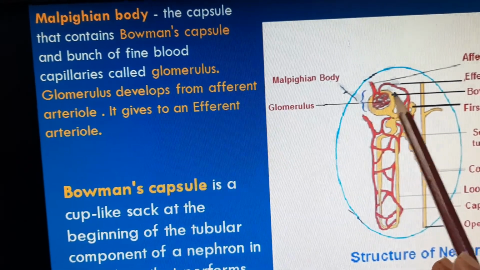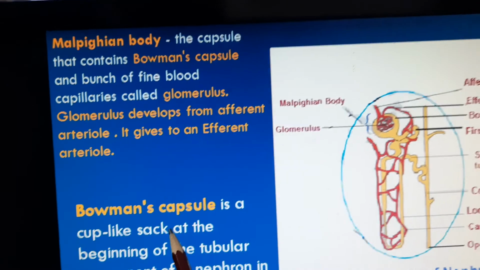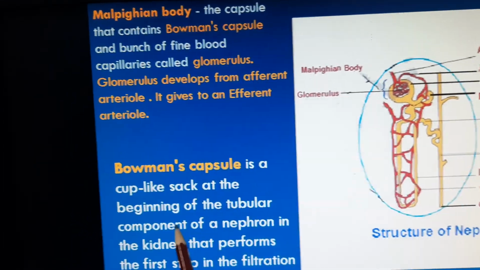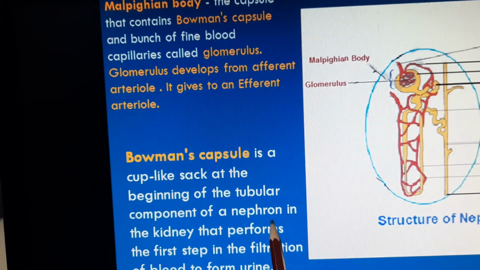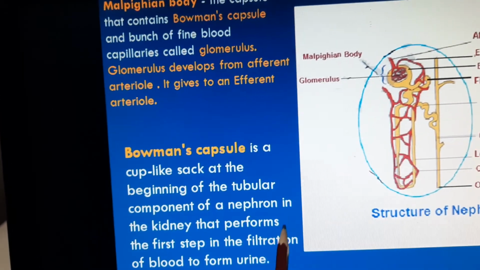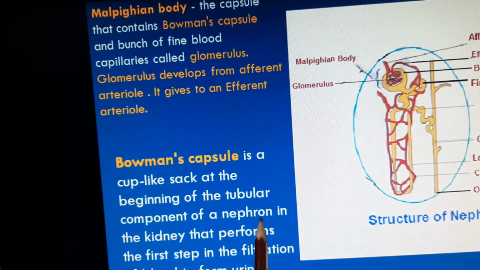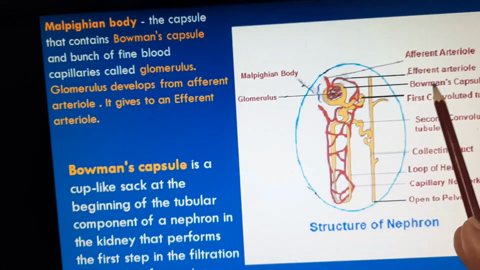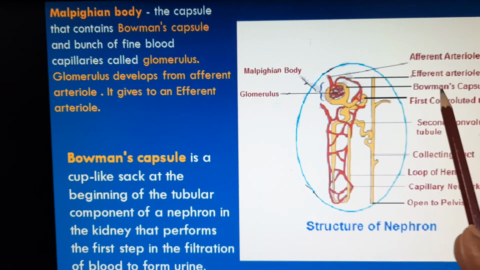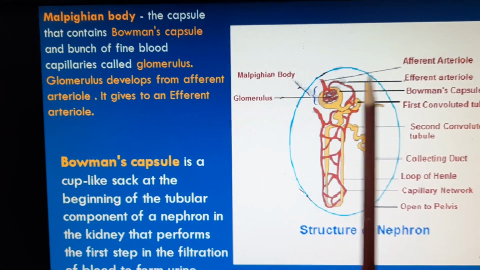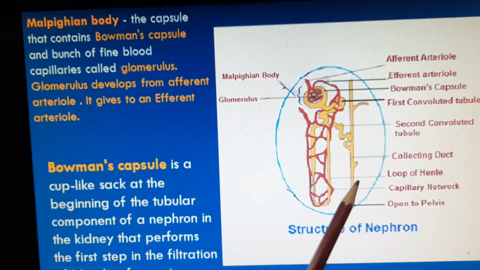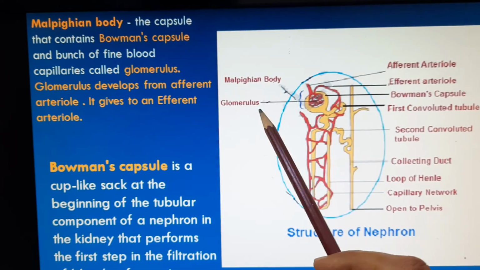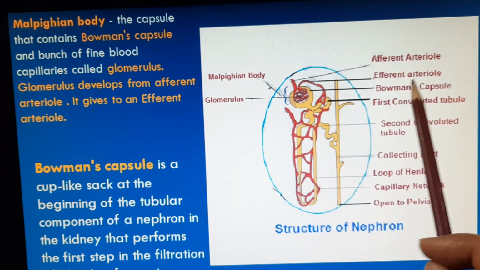This part is a cup-like sac at the beginning of the tubular component of a nephron in the kidney that performs the first step of the filtration of blood to form urine. So this is the first stage of the filtration. This is one structure of the nephron. So we have studied the Malpighian body, glomerulus, and Bowman's capsule.